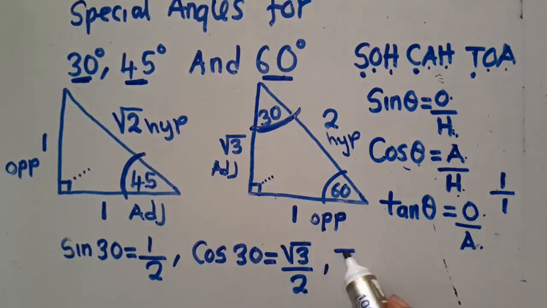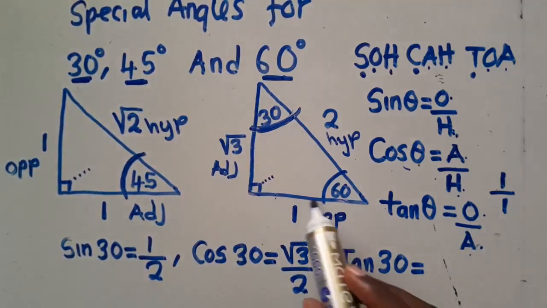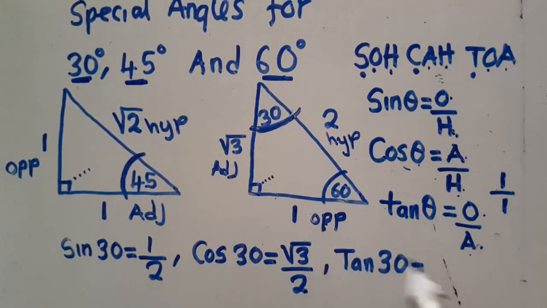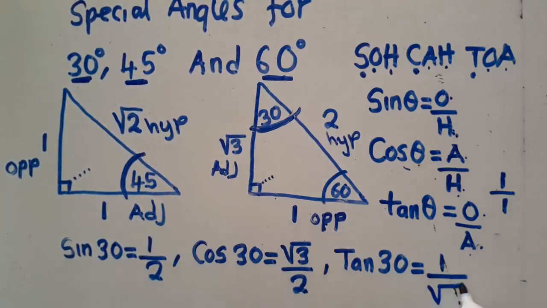I move to tan. So tan 30 is equal to what? Tan is equal to opposite over adjacent. The opposite is 1. So I say 1 over, what is my adjacent? Adjacent is root 3. So I put my root 3 there like that.